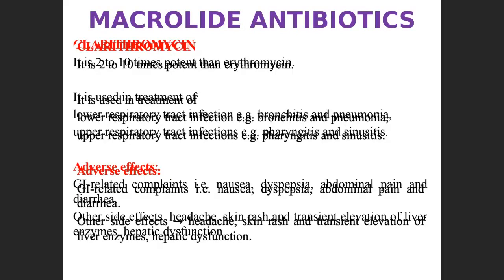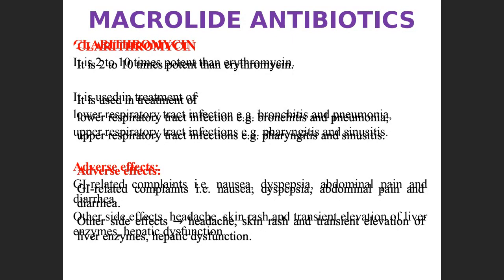Next is clarithromycin. Clarithromycin is 2 to 10 times more potent than erythromycin. It is used for treatment of both upper and lower respiratory tract infections. Erythromycin was used for the upper respiratory tract, azithromycin for the lower respiratory tract, but clarithromycin is used for both upper as well as lower respiratory tract infections. The minor adverse effects are nausea, diarrhea, abdominal pain, etc. Other side effects are headache, skin rashes, and some elevation of liver enzymes and hepatic dysfunction can be seen.